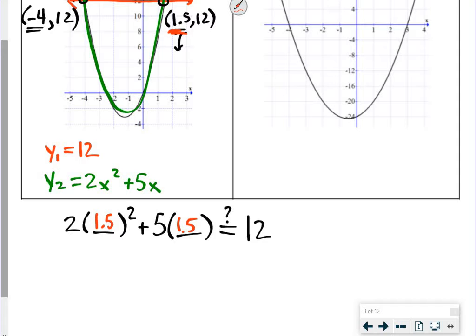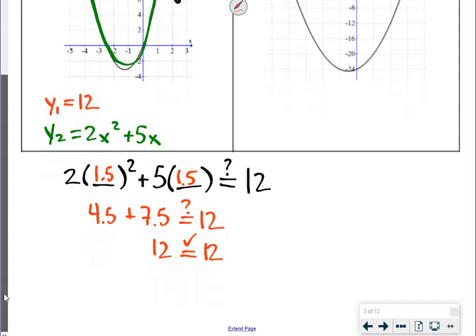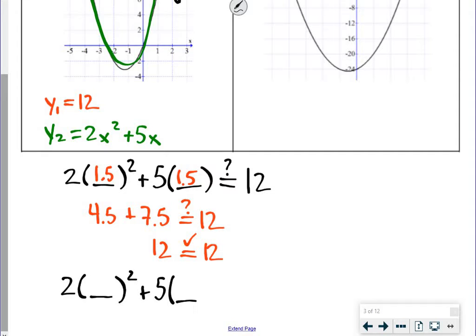So 2 times 1.5 squared is 4.5, and 5 times 1.5 is 7.5, and we need to check that that equals 12, and 4.5 plus 7.5 turns out to be 12. So that's a good solution. Okay, and you can check that as well for the other intersection points. So 2 something squared plus 5 something, check that equals 12. The other possibility is negative 4, so maybe try that on your own.